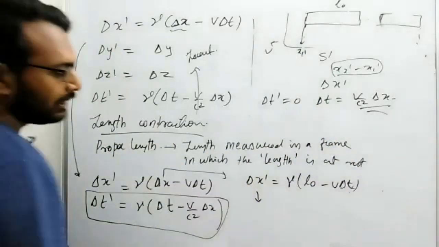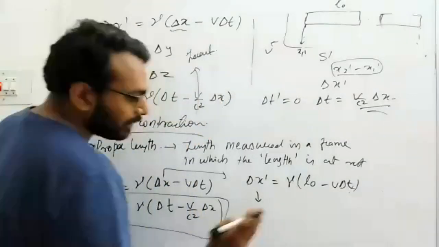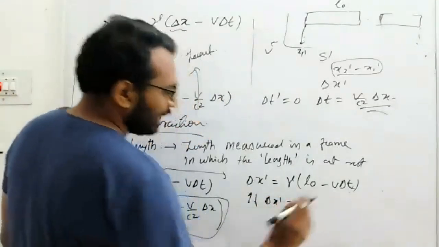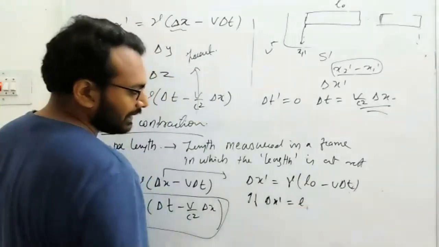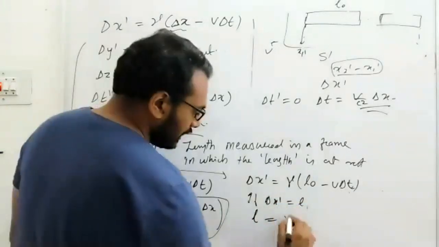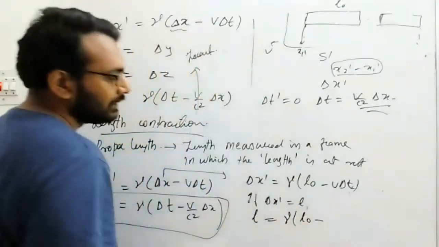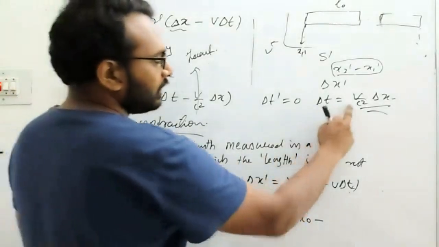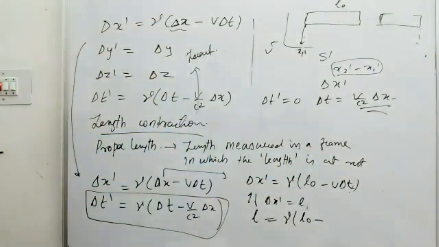So you see that if delta x prime is equal to L, if you are measuring the length, then L is equal to gamma L0 minus. So the condition that it has to be at rest means that delta t has to be equal to v by c square delta x. Am I right?